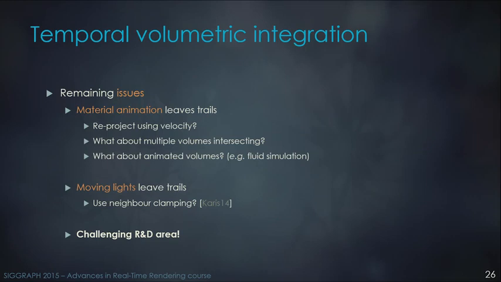What do you do when you have animated participating media moving in the scene? This one will leave trails. So you could reproject using the velocity of the participating media if you would voxelize the velocity, but what about multiple volumes that intersect? And what about animated volumes, like fluid simulation or smoke simulation that we want to have also? And lights also will leave trails. We could use neighbor clamping as Karis proposed for temporal AA, but that won't be enough. So this is something we have not solved yet. So this is a challenging research area for the future.